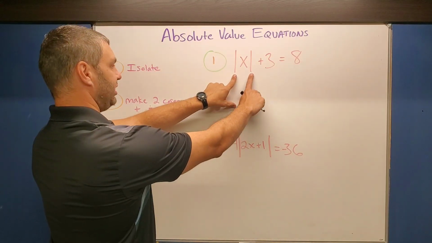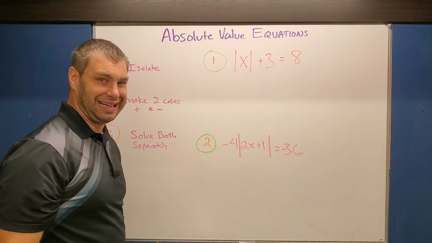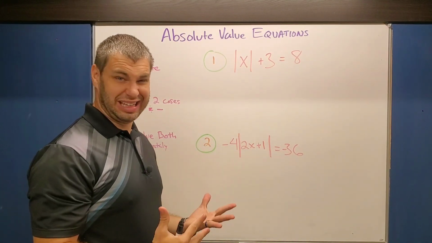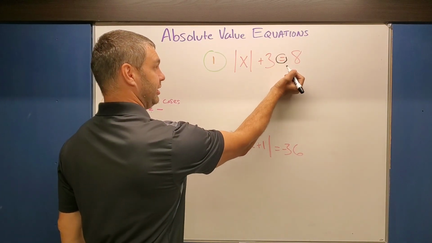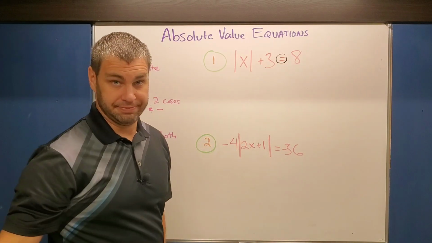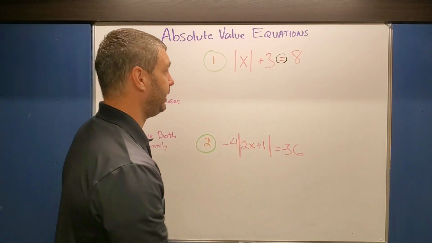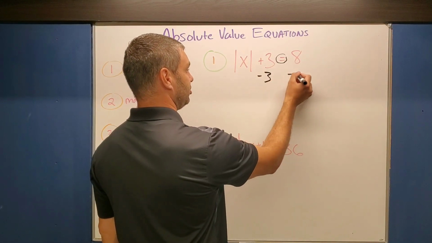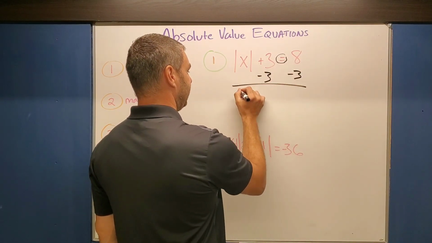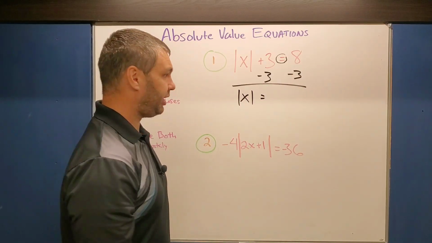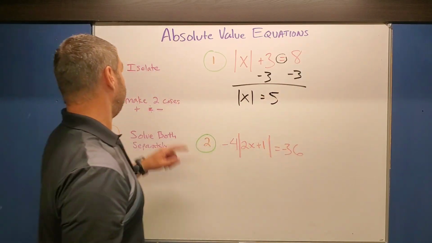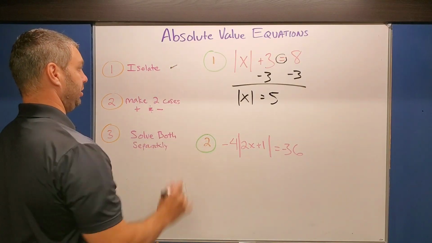Is our absolute value bars isolated? What isolated means is it's the only thing on that side of the equal sign. Well, if this is my equal sign right here, I also have a +3. That can't be there. That has to move to the other side. So of course, we're going to move that over by subtracting 3. Right now, I have the absolute value of x equals 8 minus 3 is 5. So now, is it isolated? Yes, I'll put a little check mark there.